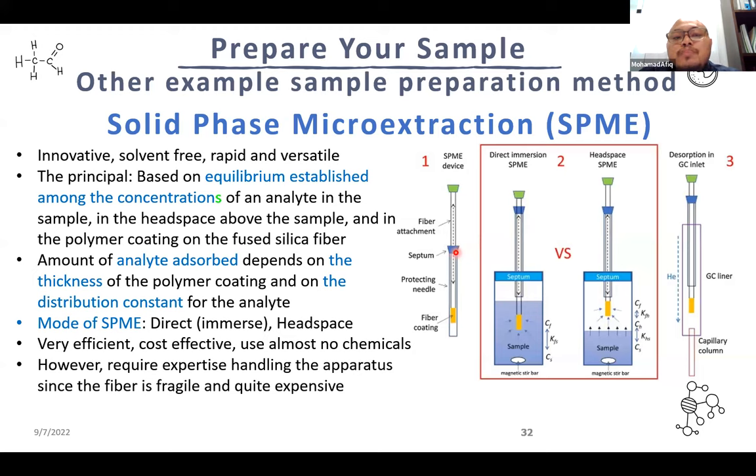The principle is based on the equilibrium established among the concentrations, where your analytes will absorb onto the fiber. If we look at the device, the SPME device is like a syringe needle, but at the needle we have the fiber. The fiber we can lower down so it can touch the sample directly via direct immersion. Or the second method is headspace. Headspace means that you just put the fiber above the sample. This method is suitable only if your analyte is volatile. If your analyte is not volatile, it's not recommended to use headspace. Better you go for direct immersion.